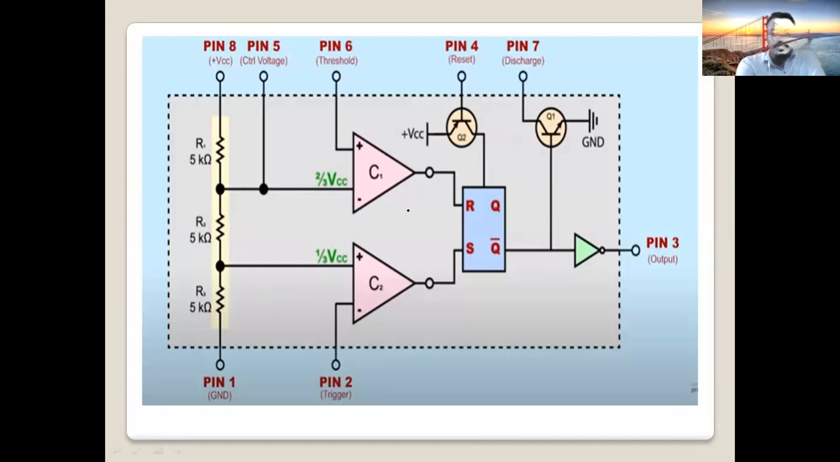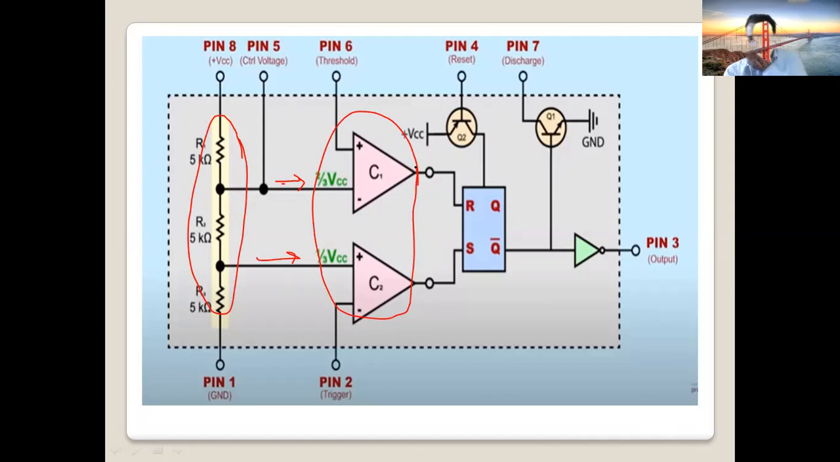So this 555 timer from this block diagram, how many subsystems does it have? The first part is this one, which is called voltage divider, the first part. Then the output of this voltage divider, give it to another part, the second part of our timer here, which is called comparators. How many comparators? 2 comparators. So the first block is what? Is voltage divider. Second system is comparator. How many comparators inside? Two comparators together, it's one block.